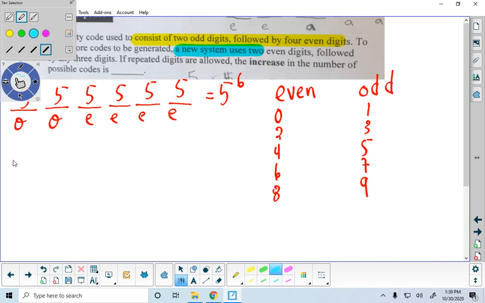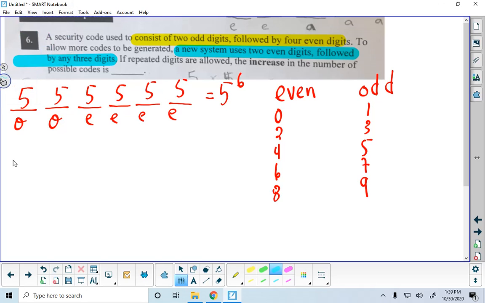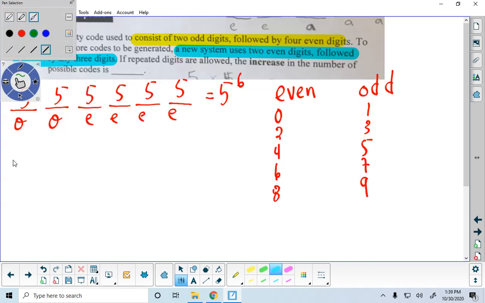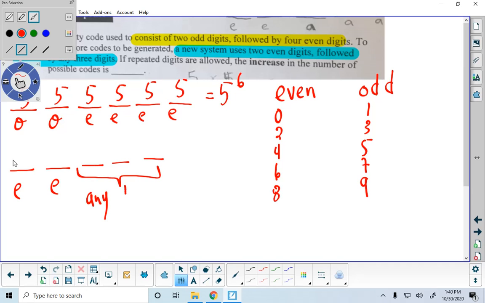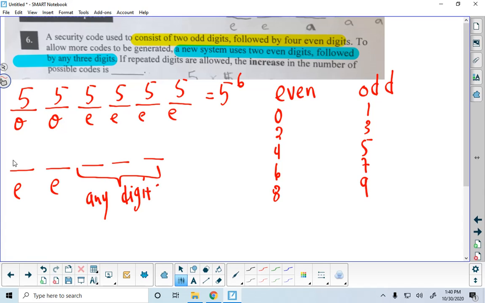The new system has 2 even digits followed by any 3 digits. So now what we are looking at is the following in terms of the fundamental counting principle. You have to have even, even, and then any digits, and there's only 3 of them this time. So these last 3 digits can be odd or even. So the fundamental counting principle says we're going to take 5, which is the number of even, multiplied by 5, which is the number of even, multiplied by 10, multiplied by 10, multiplied by 10. This is going to give you 25,000.